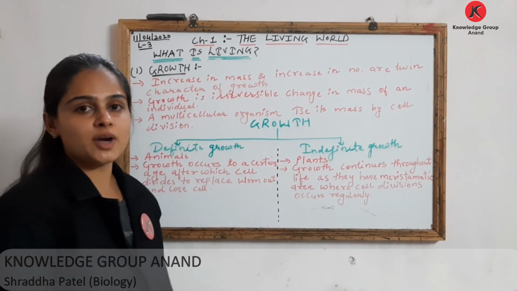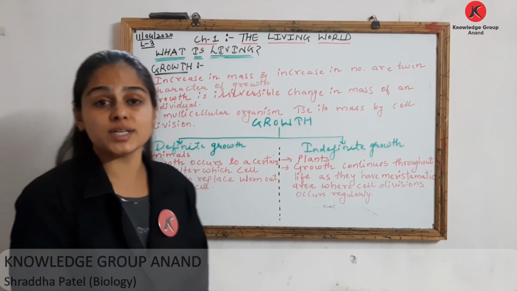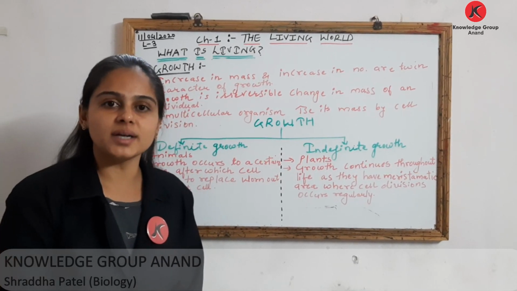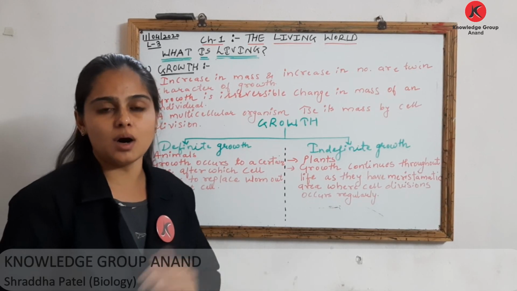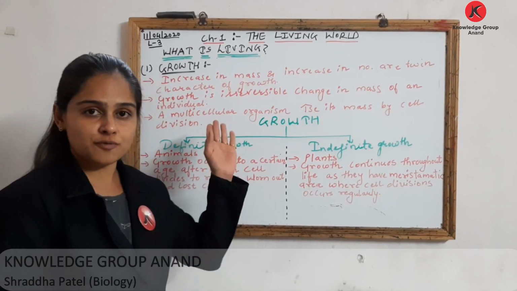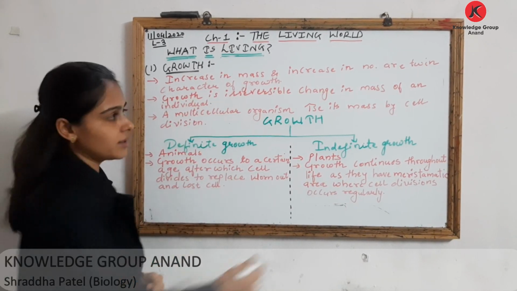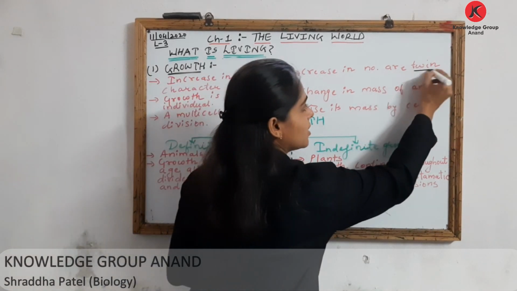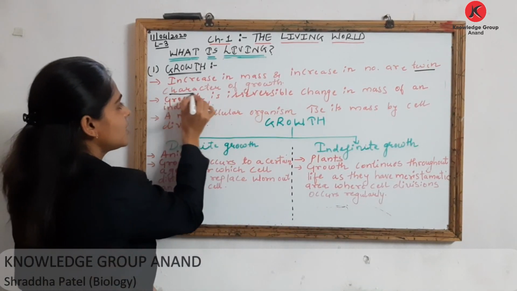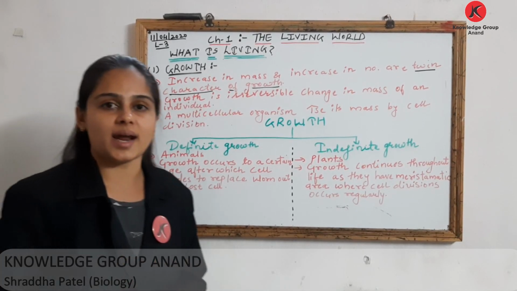So the first feature that we are going to study is growth. Now, if I want to define growth, what is growth? Growth is nothing but an increase in mass, or you can also say an increase in number of an organism, right? So the first point I have written: what is growth? It is an increase in mass and an increase in number, and these two are considered a twin character of growth.